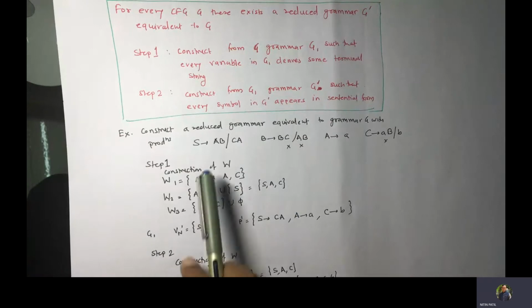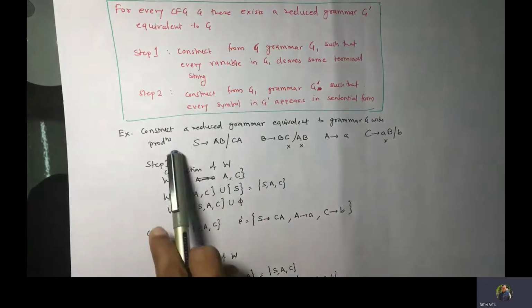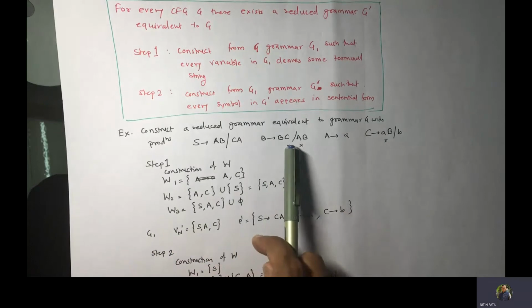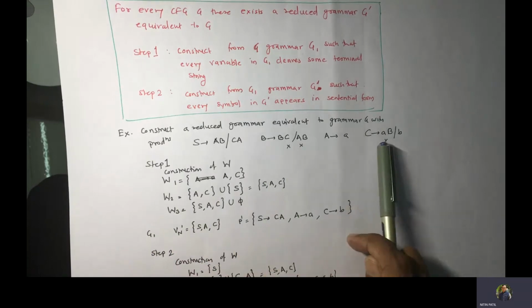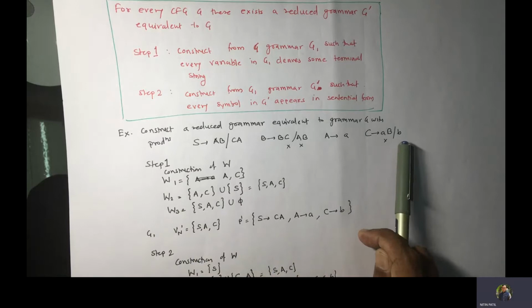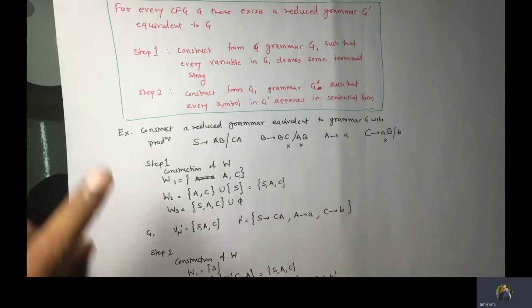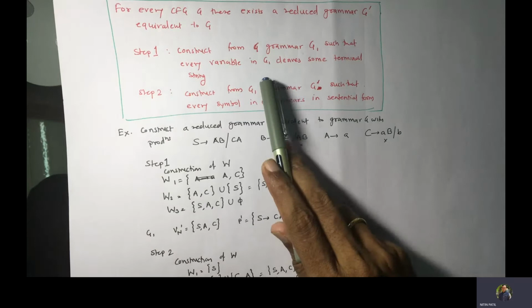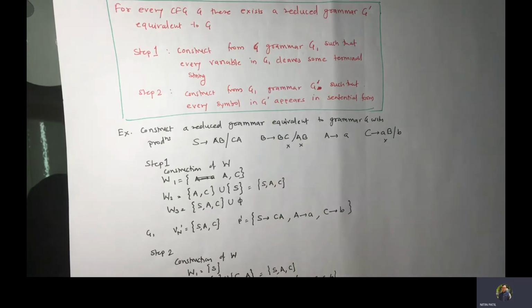Construct a reduced grammar equivalent to grammar G with productions: S gives AB, CA; B gives BC or AB; A gives a; C gives aB, and C gives b. As per step 1, as we stated there, we have to make sure that every resultant variable in G1 should derive some terminal string.